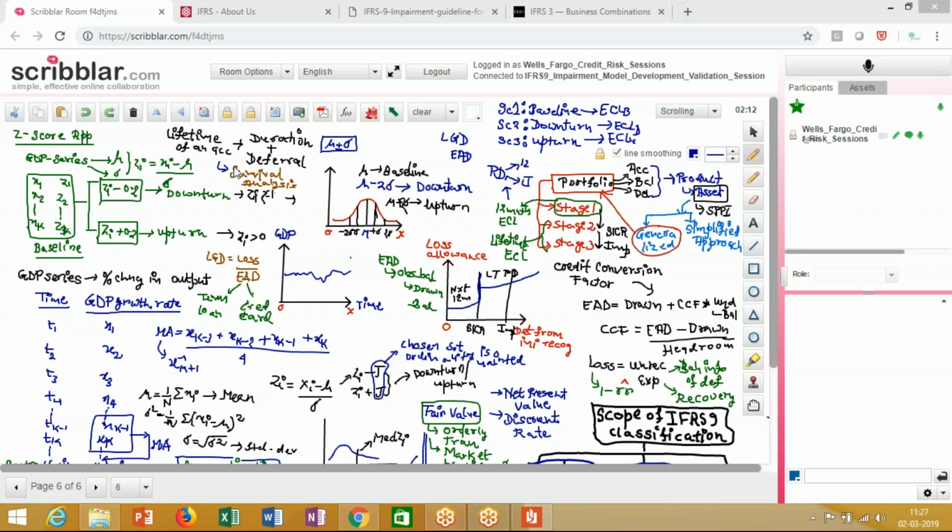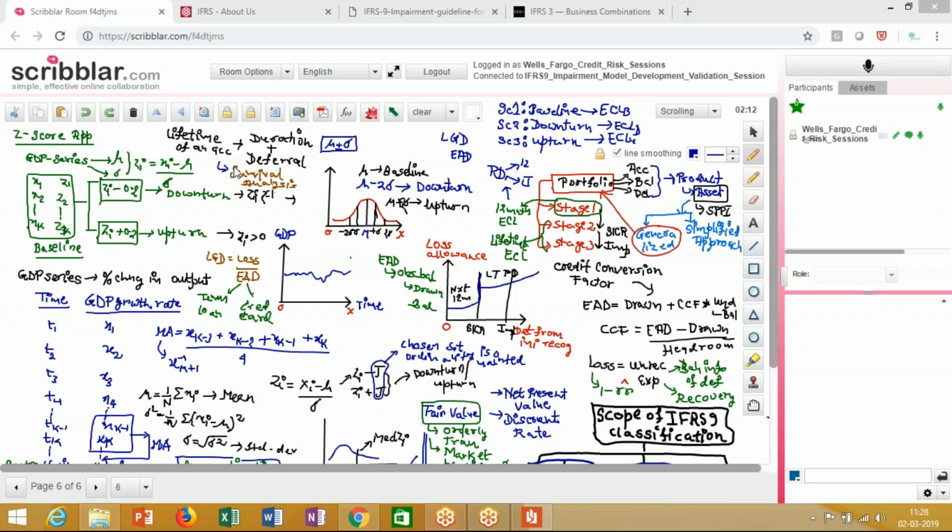So this is as far as the classifications are concerned. Given any asset, we should be in a position to identify how it should be classified, right?